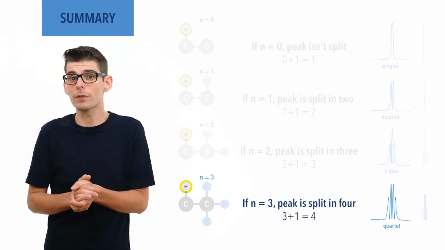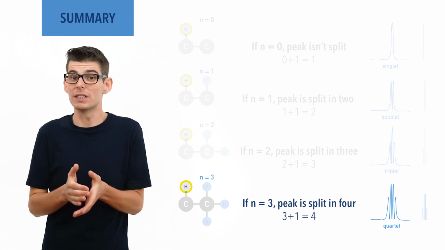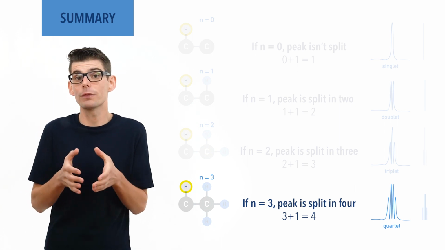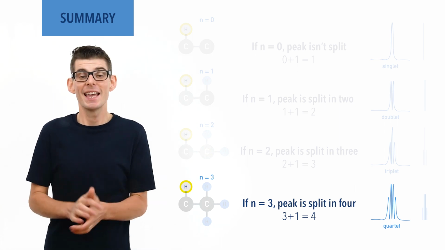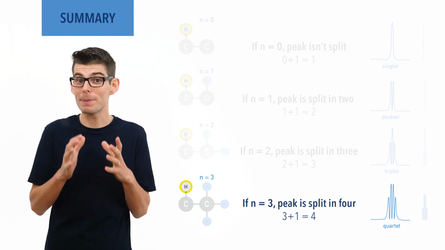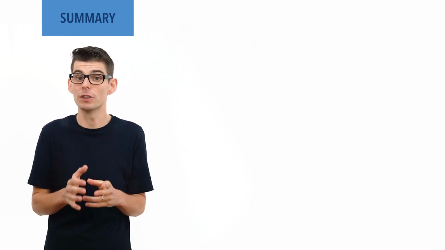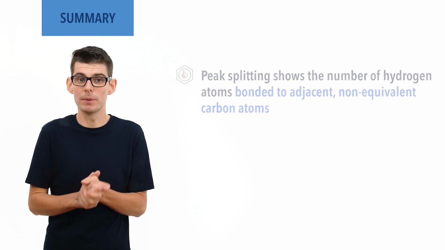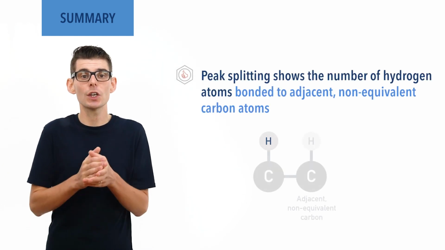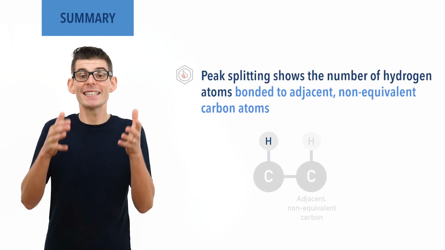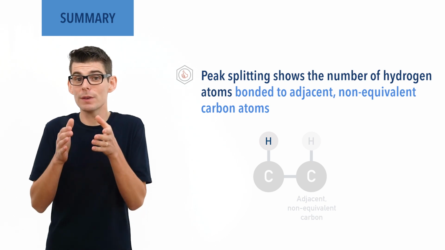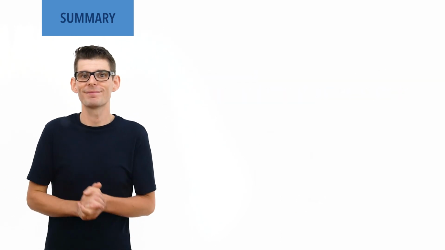When n is more than 3, the n+1 rule still stands, however the peaks are often described as multiplets. It is important to remember that peak splitting tells us information about the number of hydrogen environments on adjacent non-equivalent carbon atoms. It isn't based on the actual environment of the peak.